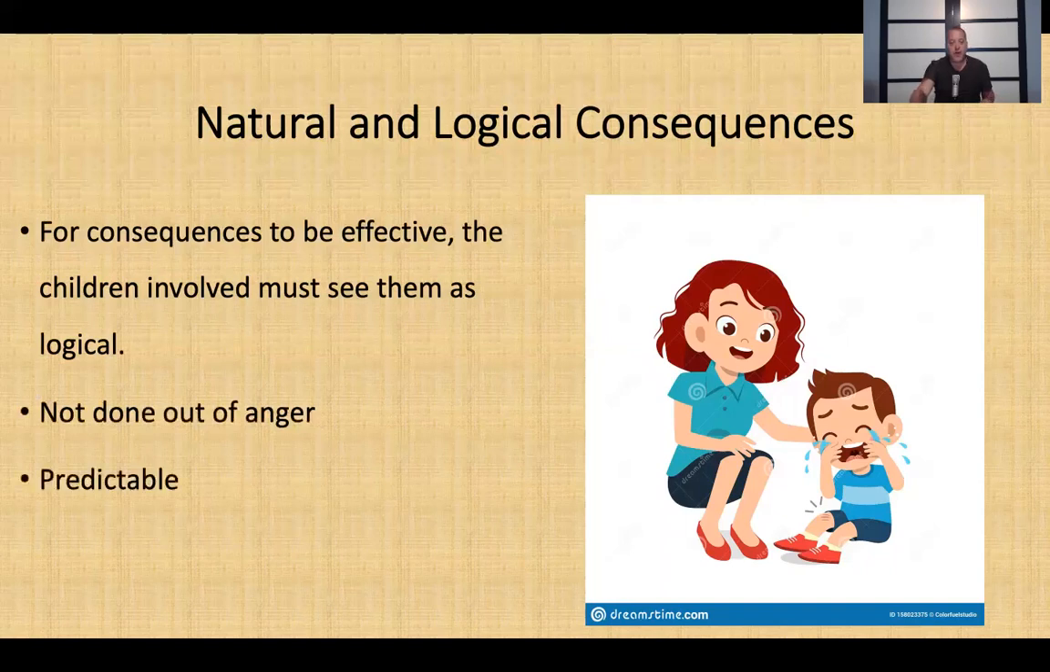Not done out of anger. We talked about that. Predictable as much as possible. They should understand what's going to happen when they make a choice. Right?